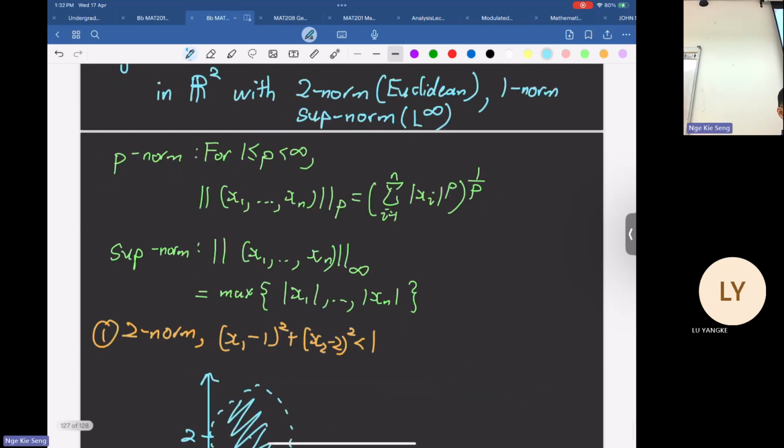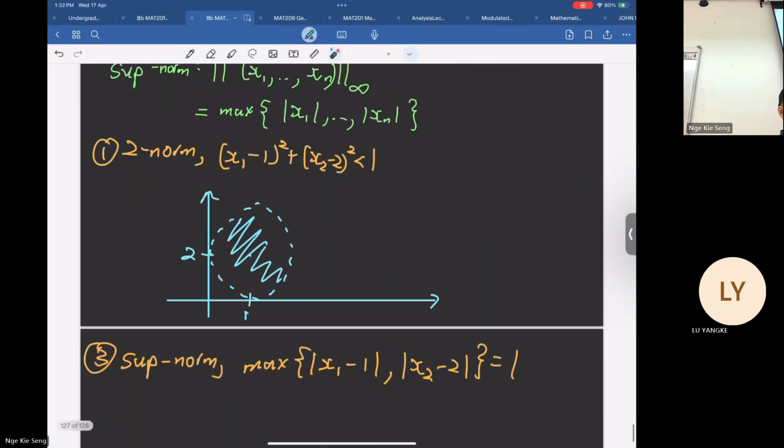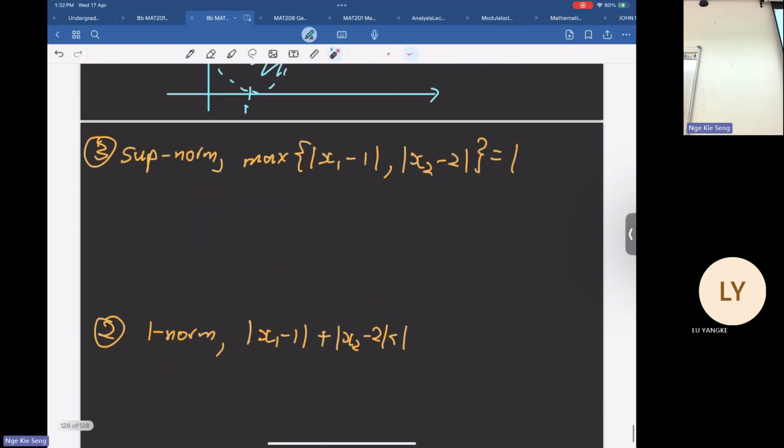How about the sup norm? Less than, should be less than as well. Thank you. So what points satisfy this? What kind of x1 will satisfy this, and what kind of x2? An open rectangle, okay. So how do you check it?